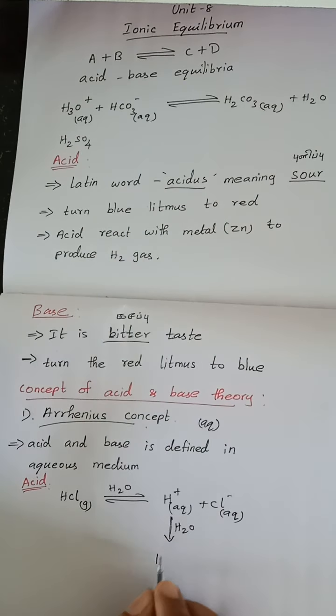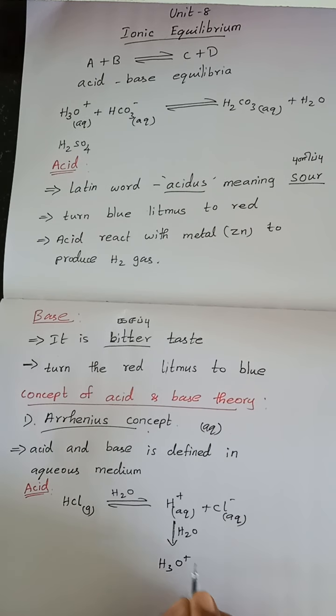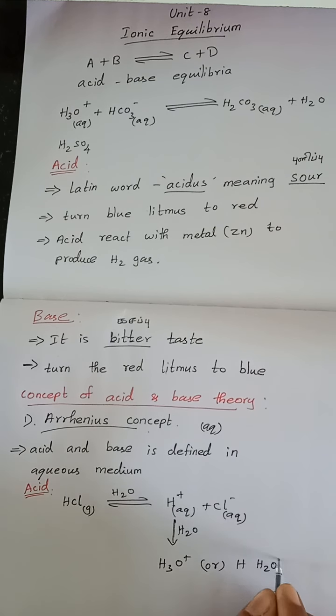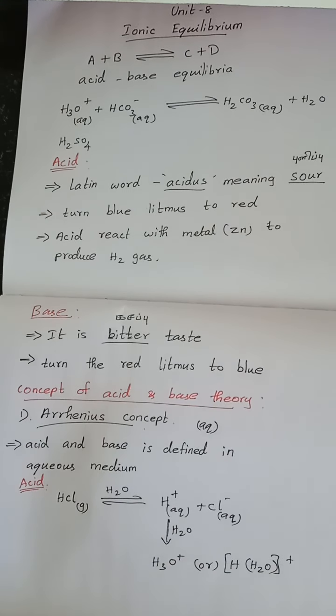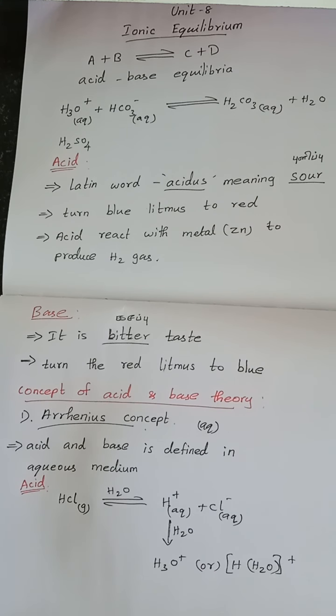H3O plus. This hydronium ion is formed. So what is the acid? Acid is a substance that dissociates to give hydrogen ion in water. The reaction: hydrochloric acid forms H plus and Cl minus, and the H plus further reacts with water to form hydronium ion.